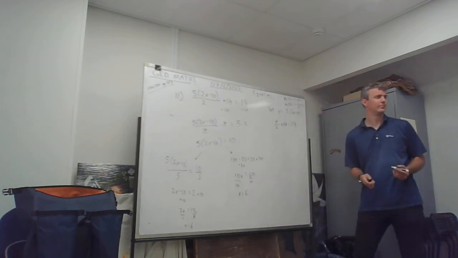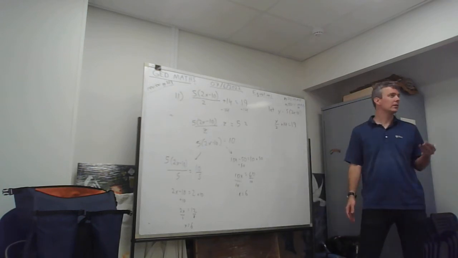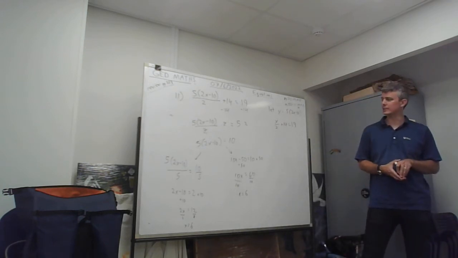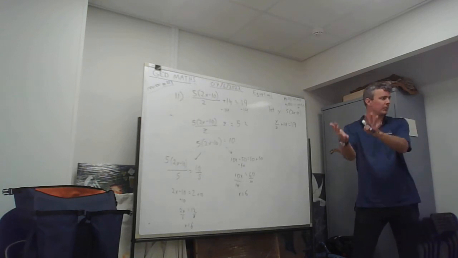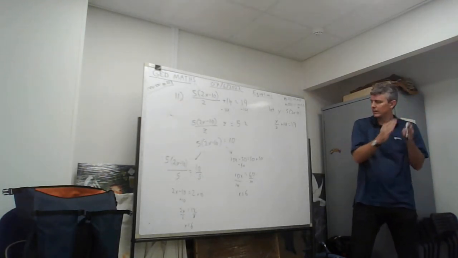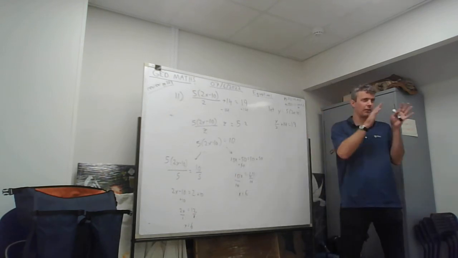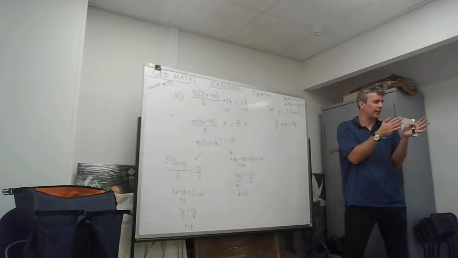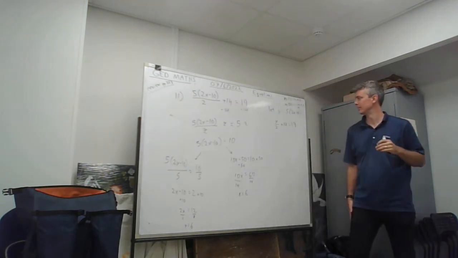Same answer. Either way is good. The thing with the equation is as long as you do something to one side, you do something to the other side, and you're always trying to get the x by itself. That's your goal. You think, how can I get x by itself? I need to get rid of the extra stuff.